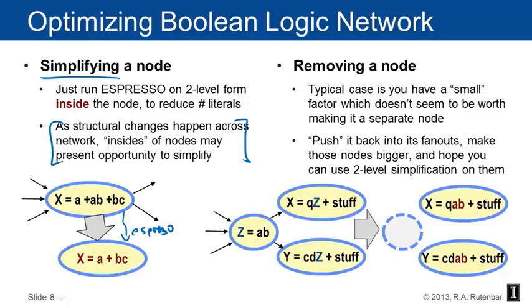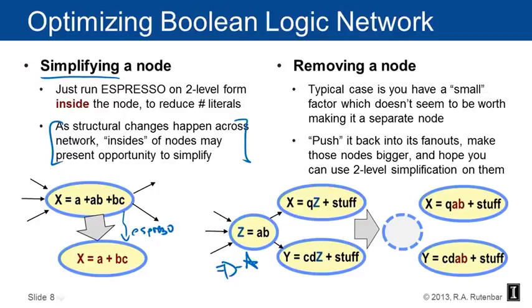Removing a node, here's my example of a typical case where we have a small factor. The small factor we have here is z equals ab. And let's just be clear, z equals ab is an AND gate with two inputs. That's a very small factor. And it is feeding a node x equals qz plus stuff and a node y equals cdz plus stuff. And let us decide that it's just not worth keeping that node separate.